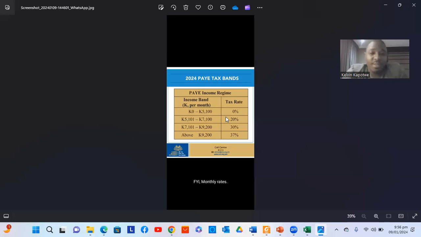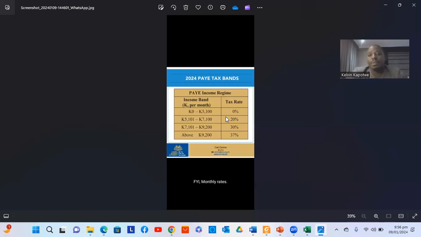When you look at this picture, you've got the income bands, which are per month, and then you've got the tax rates. Someone who earns one kwacha to 5,100 in 2024 will be taxed at 0%. I like moving away from the words tax free. You are taxed at 0%. So the 5,100 is still taxed, except it's taxed at 0%.